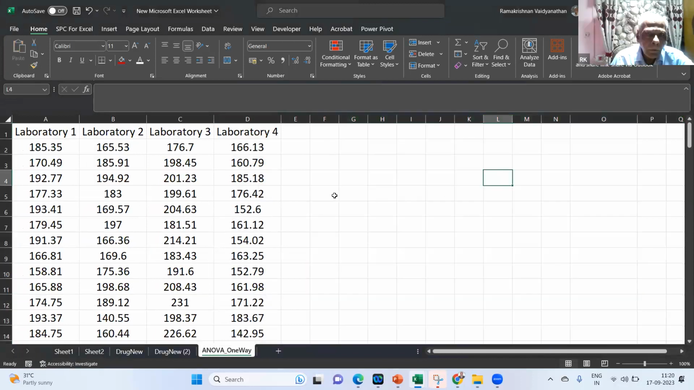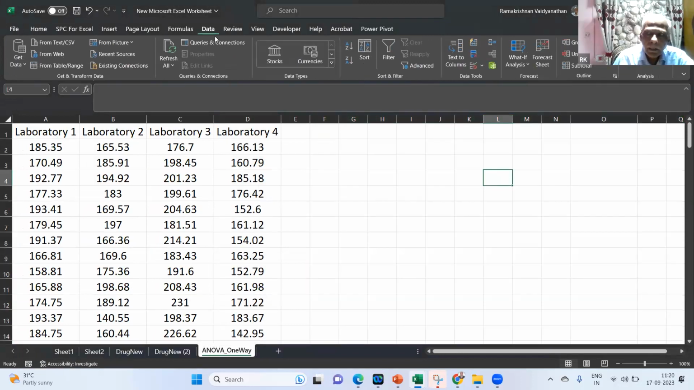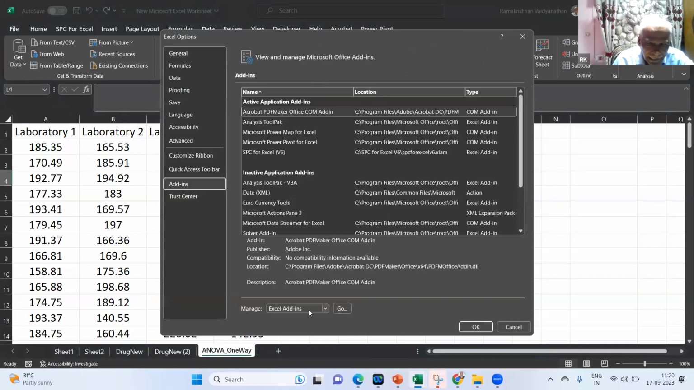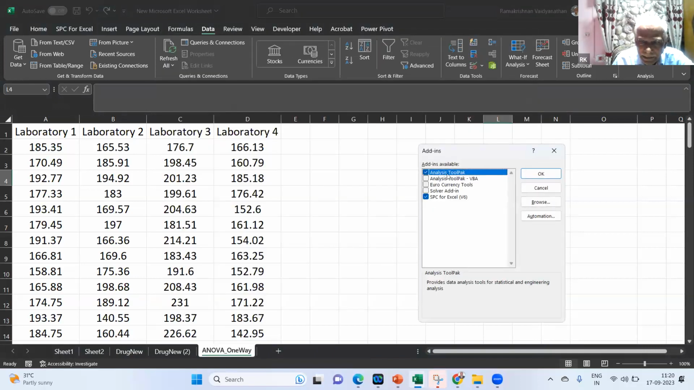Right. I'm going to go there, data. Data means then data analysis will come. If the data analysis is not coming, then what you should do is go to file, go to options, and then here add-ins, and then here there is Excel add-ins. Click here, go, and then you will see here analysis tool pack. You must click this checkbox, then data analysis will automatically come.